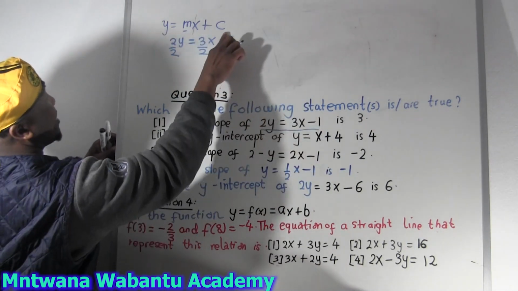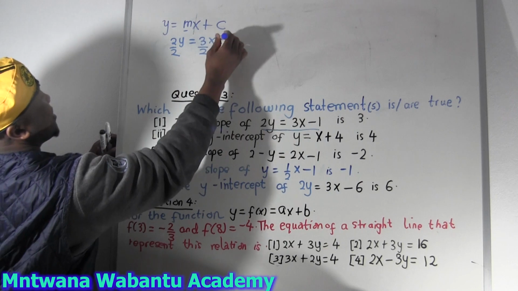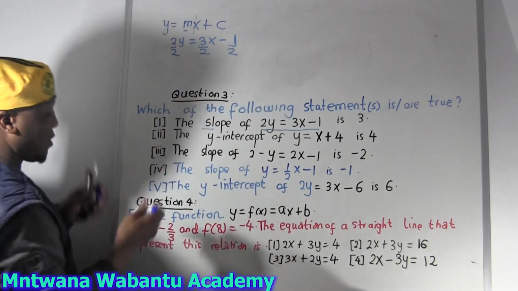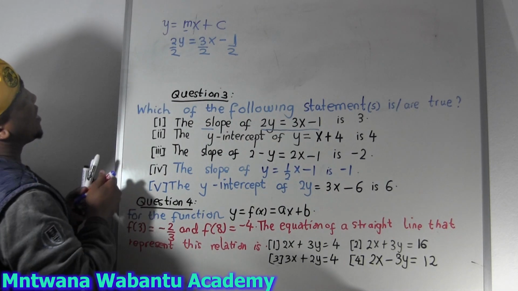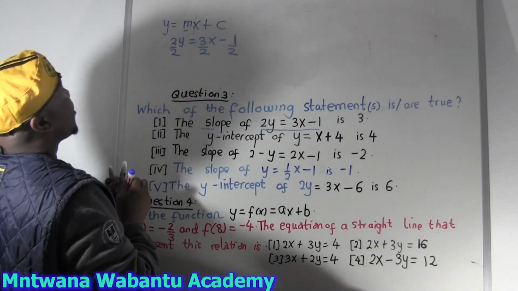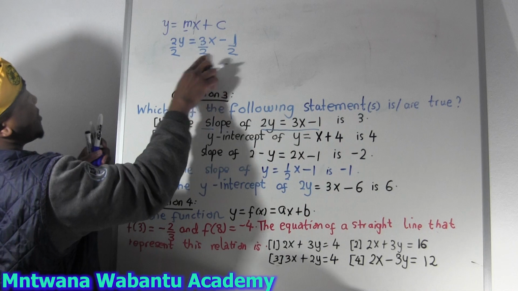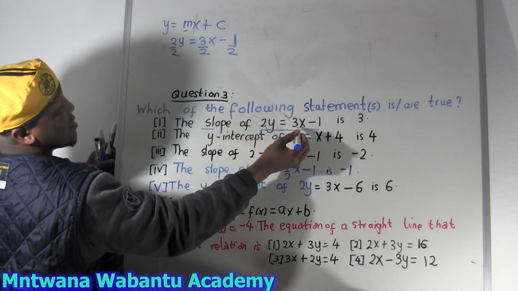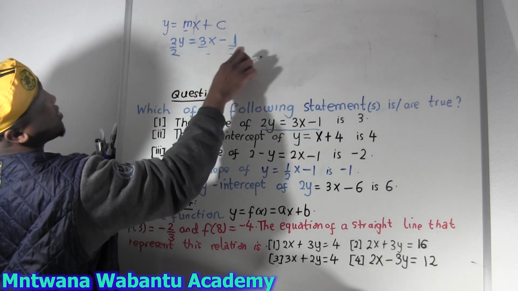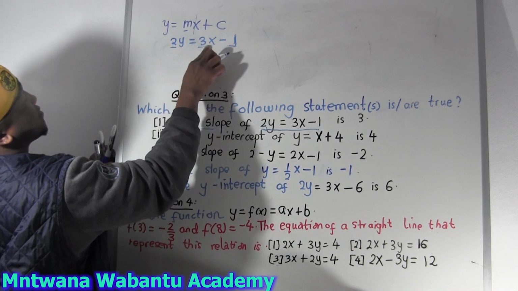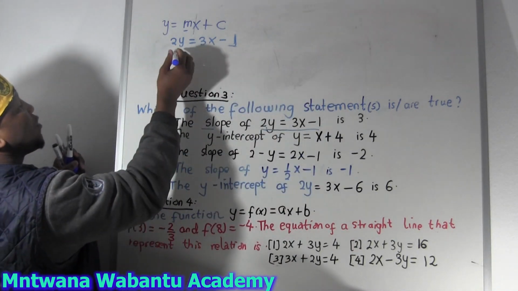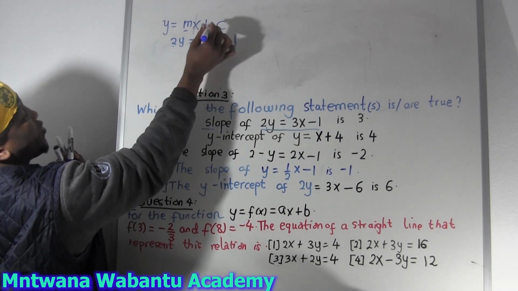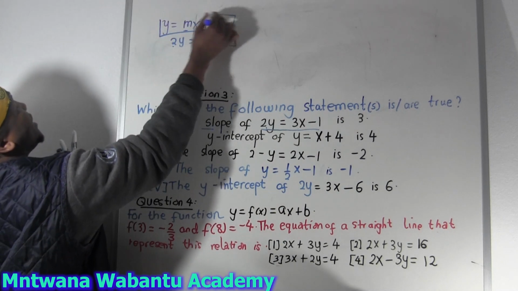3x minus 1, my apologies. I copied it wrong. So 2y equals 3x minus 1. It's not the standard form of an equation of a line because we don't need the 2 in a standard equation of a line.